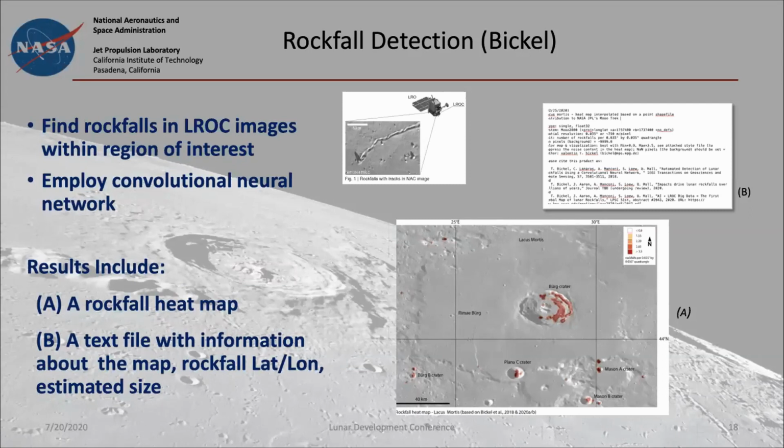Recently, a global rockfall map was actually created using this particular tool. And currently, we are integrating this onto Moontrack. When it's available in the fall this year, you will be able to select an area as input, and then the tool will return to you a rockfall heat map showing the distribution and density of rockfalls, a text file describing the map, the latitude and longitude, and also estimated size of each rockfall.